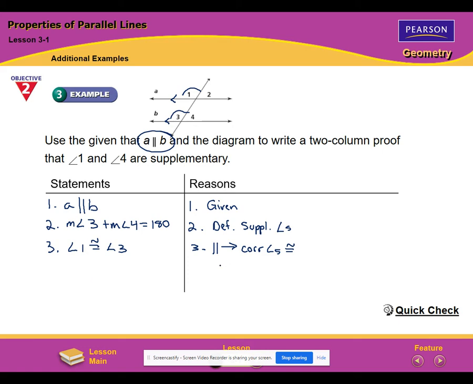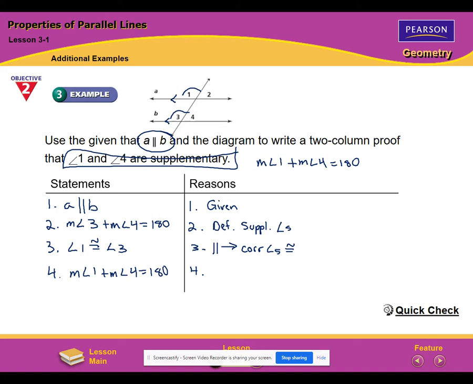Now, stop and think about this. What can we do? We're trying to show the angle 1 and angle 4 are supplementary. By the way, in my world, what this should say is the measure of angle 1 plus the measure of angle 4 equals 180. This is what we're really trying to prove. And I believe we're there right now. We're ready to say that. The measure of angle 1 plus the measure of angle 4 equals 180.